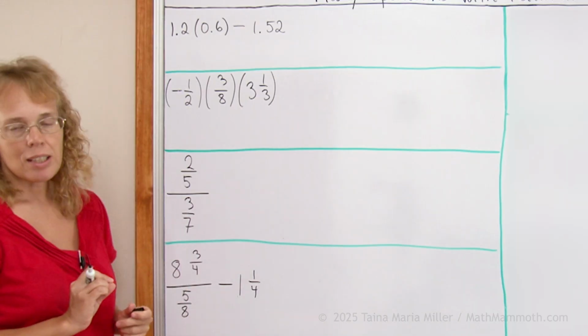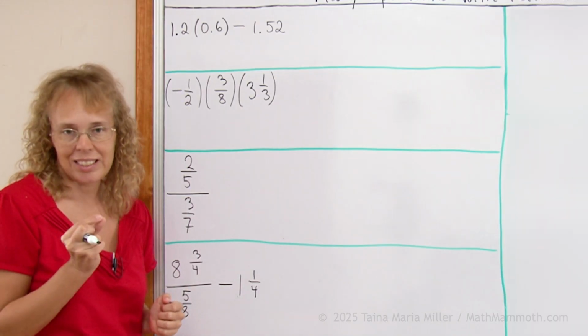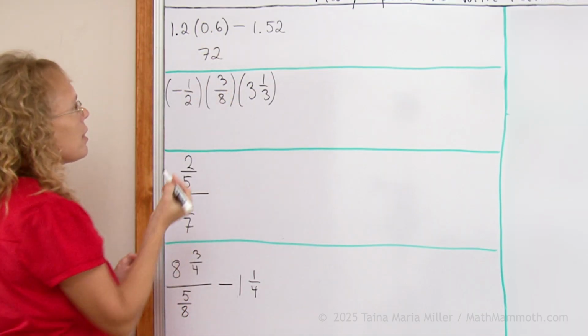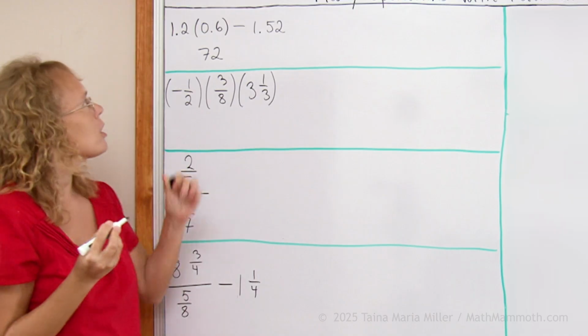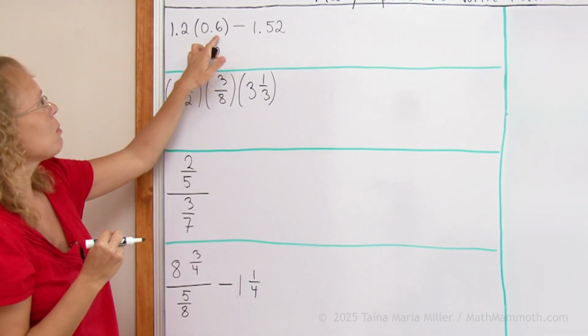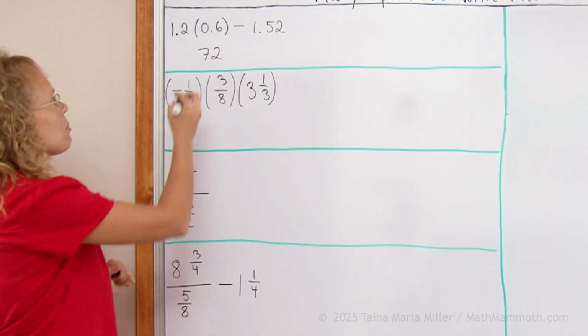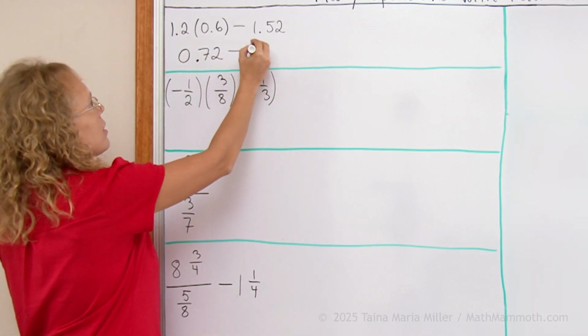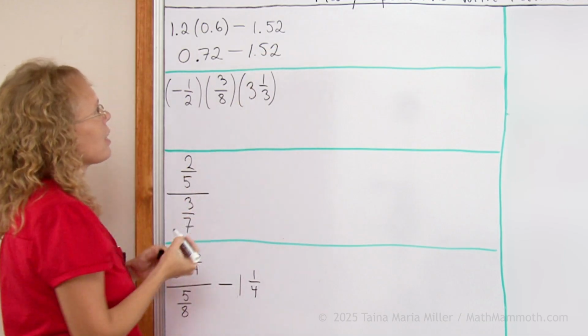And I can do that mentally. I can just multiply 12 times 6 equals 72, right? And then think about my decimal point. There's one decimal digit, one decimal digit. I need two decimal digits in my answer, therefore. And then we do the subtraction.